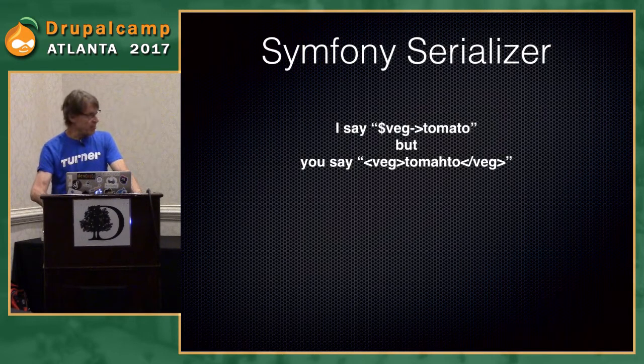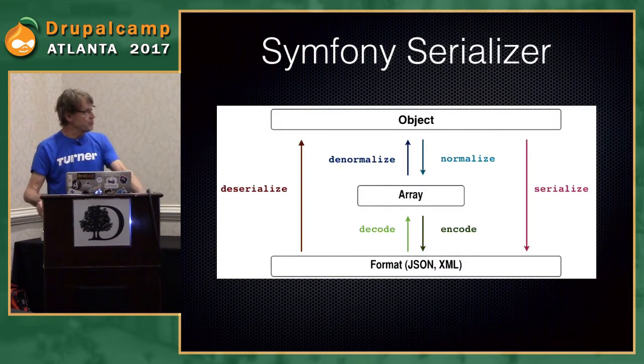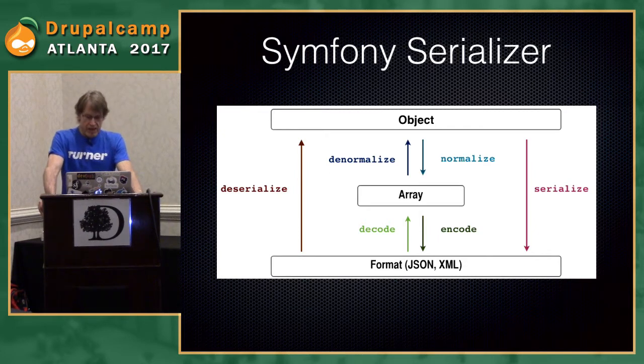And for that, the serializer component is a really wonderful thing. It lets you serialize an object into a format or deserialize a format into an object. The way this works, it goes in two stages. So there's a normalizer that will take an object and turn it into an array, and then an encoder will take that array and turn it into a format. Likewise, deserializing, a decoder will take the format and turn it into an array, and then the denormalizer will turn that array into an object.